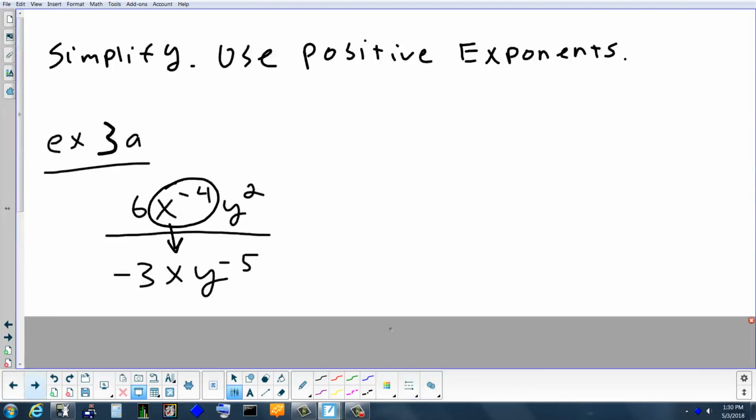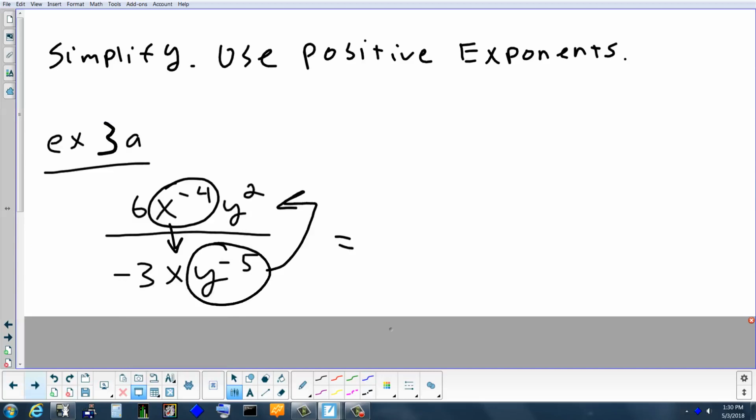Let's look at the next one. Y to the 2nd. No, that stays. That's fine. Leave it alone. It's already positive. Don't move it. How about -3? Yeah, but it's a negative. I only move exponents, negative exponents, not negative numbers. Negative numbers, leave them alone, because like Joe just said, that doesn't have a negative exponent. It really has a 1. But then the y to the -5th goes to the top.